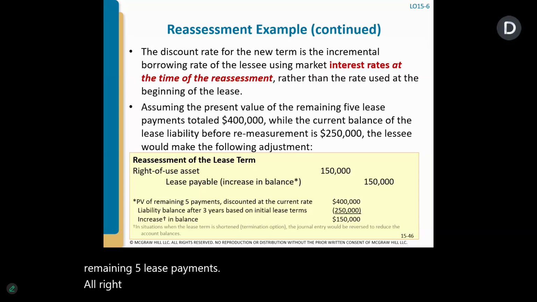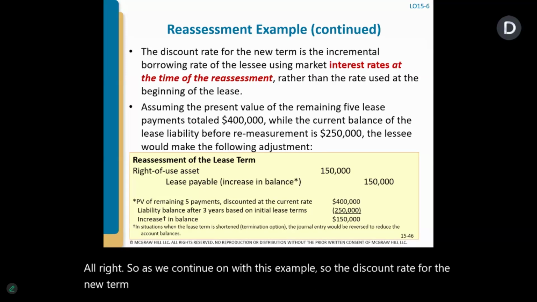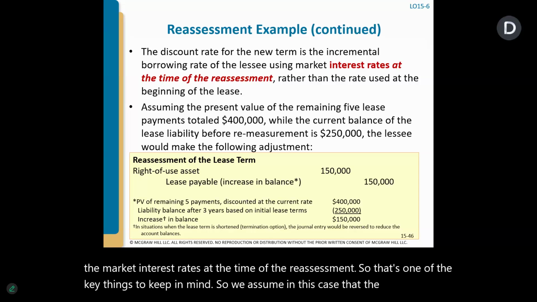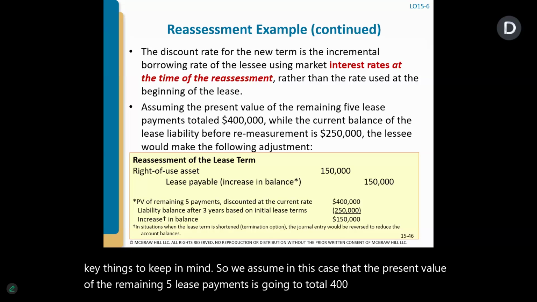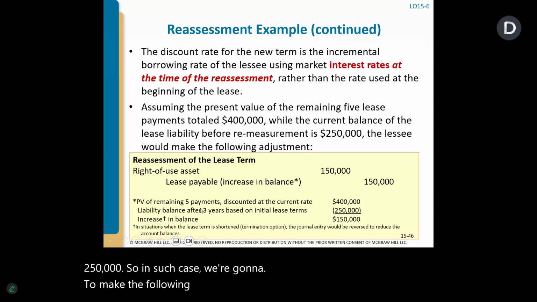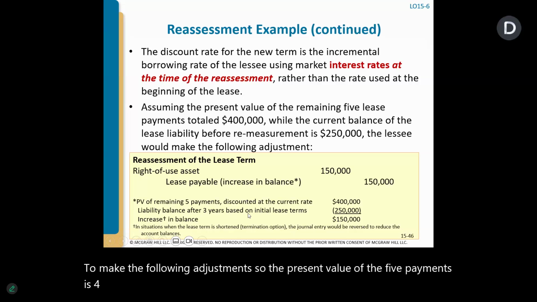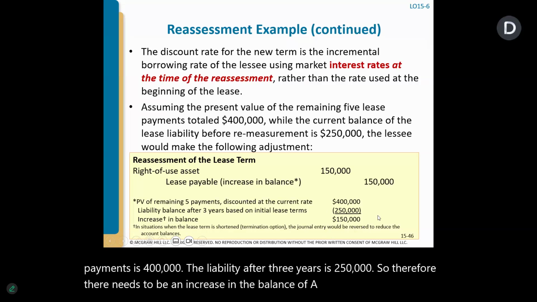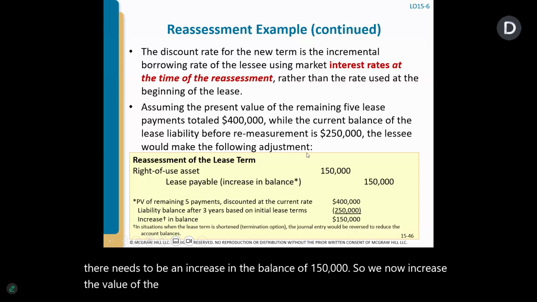All right, as we continue on with this example, the discount rate for the new term is going to be the incremental borrowing rate of the lessee, using the market interest rates at the time of the reassessment. So that's one of the key things to keep in mind. We assume in this case that the present value of the remaining 5 lease payments totals $400,000, and the current balance of the lease liability before we remeasure it is $250,000. So we need to make the following adjustments. The present value of the 5 payments is $400,000. The liability after 3 years is $250,000. Therefore, there needs to be an increase in the balance of $150,000. So we increase the value of the right of use asset, and we increase the value of the liability, the lease payable.